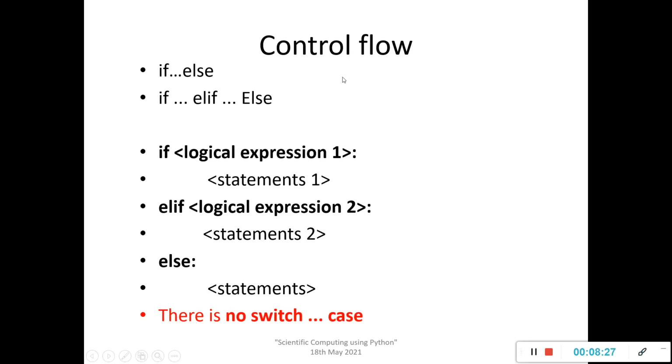Python also supports control flow statements like if else, if, elif, else, and so forth. Now this is the syntax of the language. Surprisingly, there is no switch case statement as in C and C++.